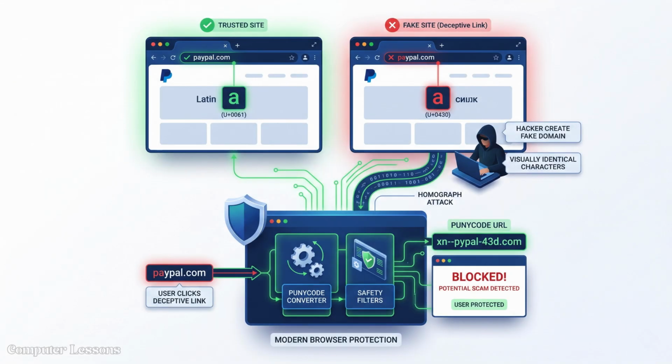Character encoding also introduces security vulnerabilities through homograph attacks, where different characters look identical to the eye. A hacker might use a Cyrillic letter to create a fake web domain that mimics a trusted site. Modern browsers use Unicode and other safety filters to protect users from these deceptive links.